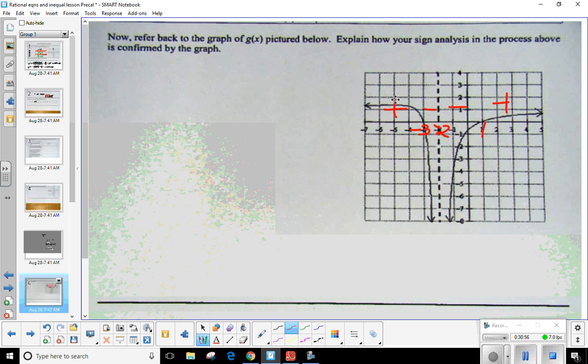It's above the x-axis. Everywhere we got a negative interval, it's below. Okay. All right. How are we doing?